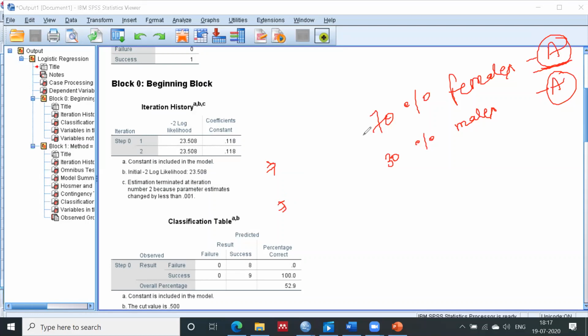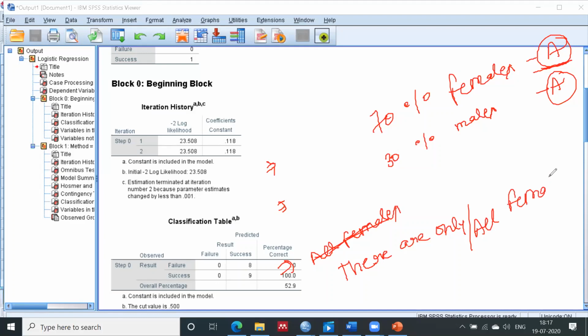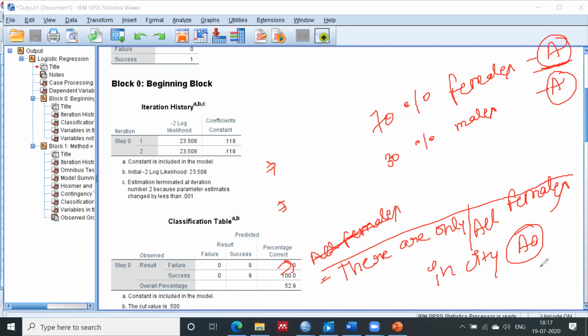Now I ask you, if I say that there are all females, or you can say all females in city A, right? If I quote this statement, there are only females in that city. Suppose this is Agra. If I quote this particular statement, there are only females in the city Agra.